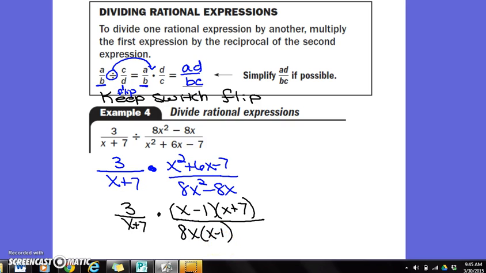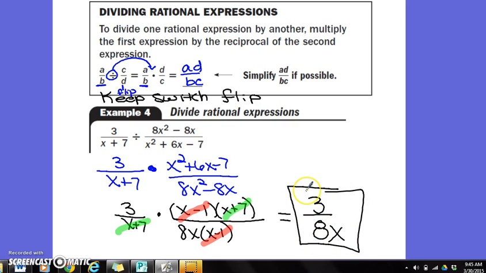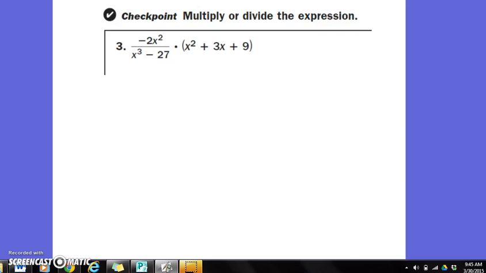We ask ourselves, what reduces? Well, x plus 7 reduces with x plus 7. X minus 1 reduces with x minus 1. Leaving us with the answer of 3 over 8x. That's what it leaves us with. Let's try a couple more. The page will turn. We'll try a couple more.